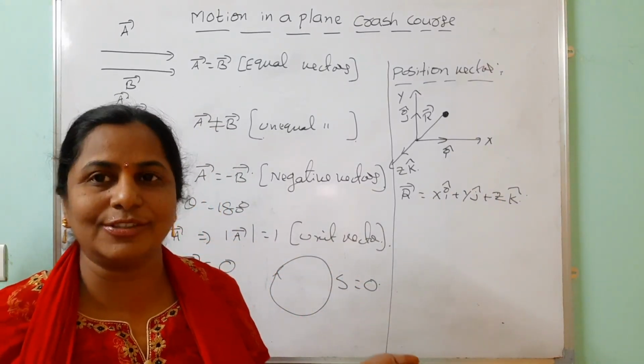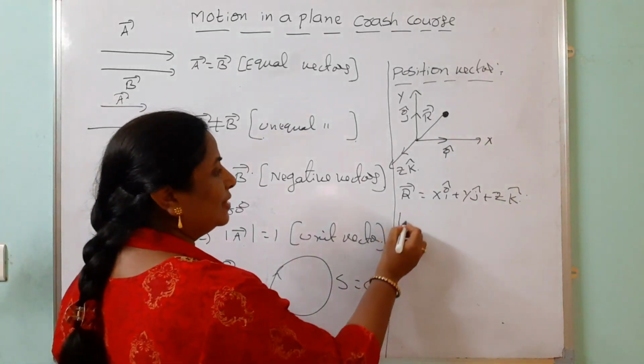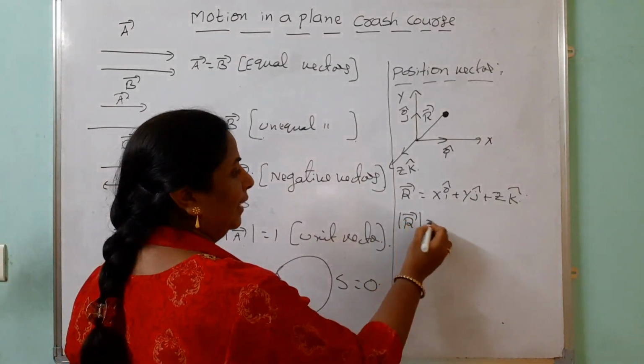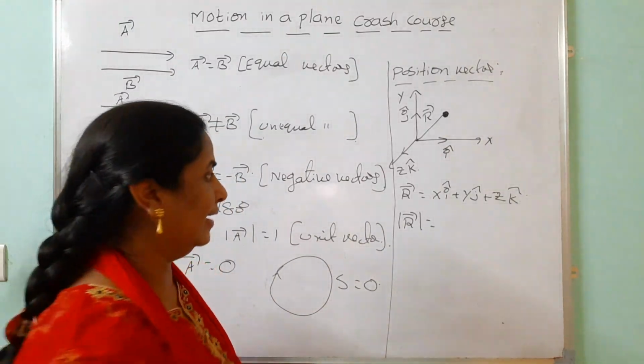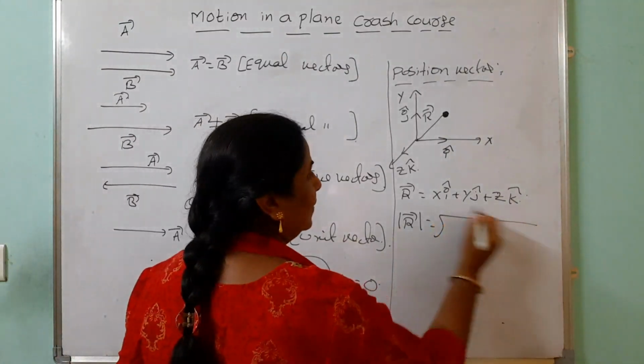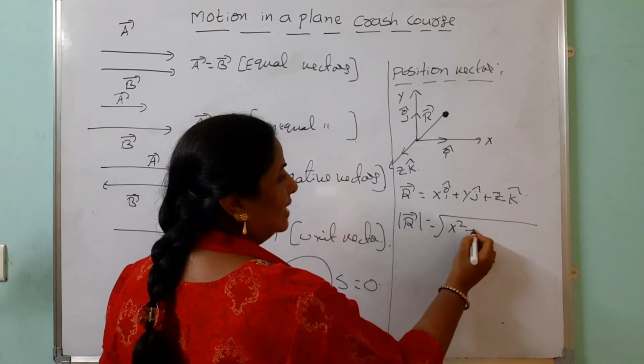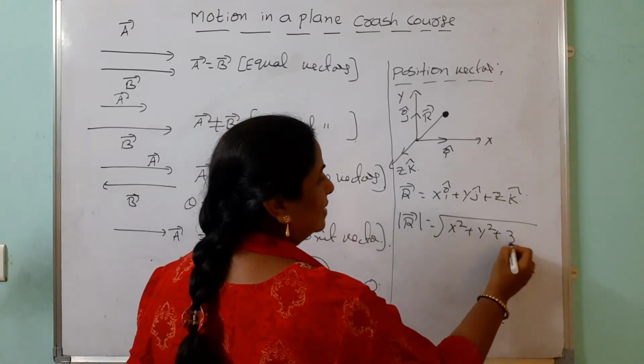Then how to find out the magnitude? The magnitude symbol is mod of r bar. Magnitude means we won't get any direction; we get just a number. The formula is under root of the sum of the component squares: x square plus y square plus z square.